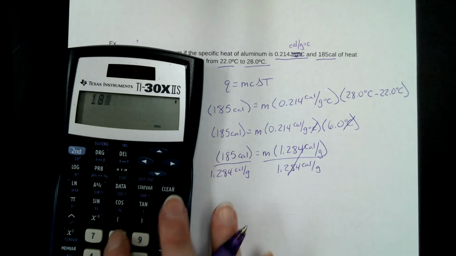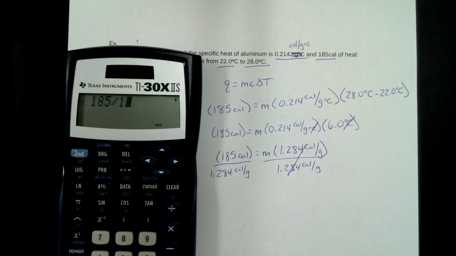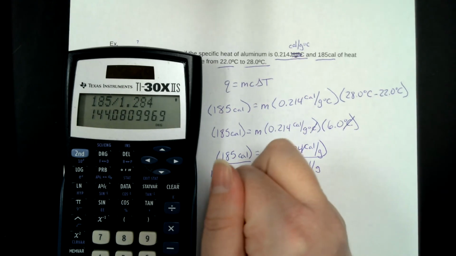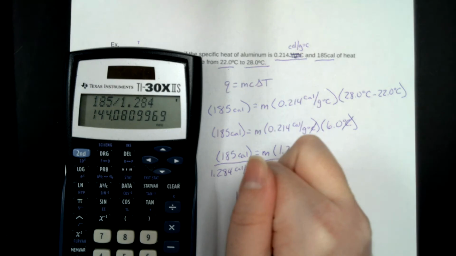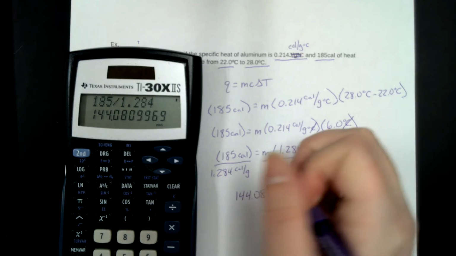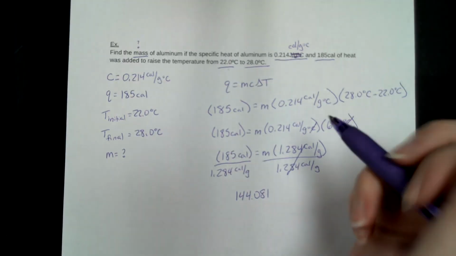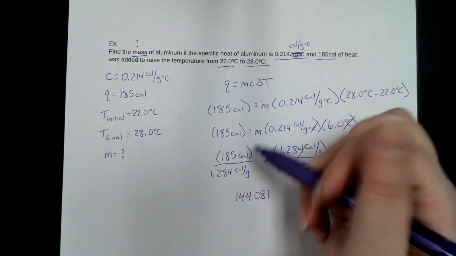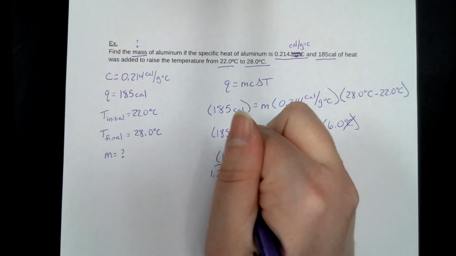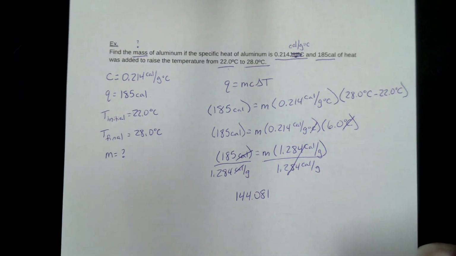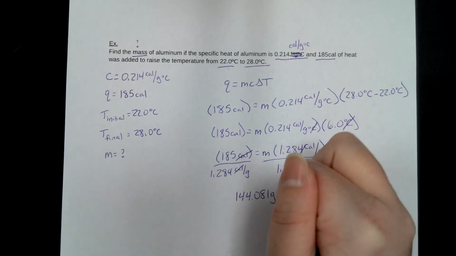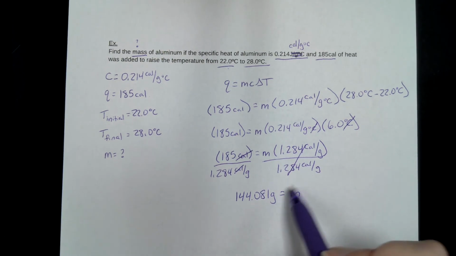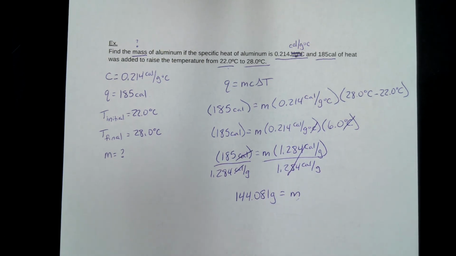So 185 divided by 1.284, 144.081. Lots of decimal places there. When I do this division, calories as a unit goes away because we have calories up here and calories down there. So the only unit left is grams, which does make sense because we are solving for mass. So the unit should be grams.